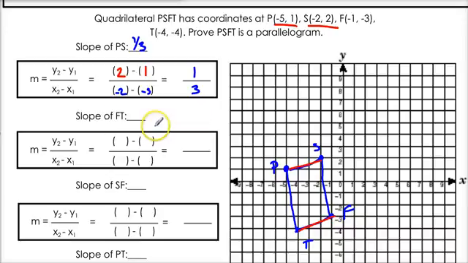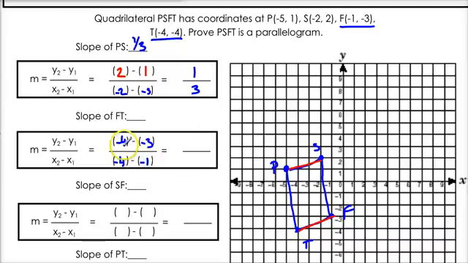Let's do FT. Well, I'm going to go and find my points F and T. All right, so we got F and we have T. So Y2 is negative 4, plugging into my slope formula. Y1 is negative 3. All right, Y2 minus Y1. X2 is negative 4, and X1 is negative 1.